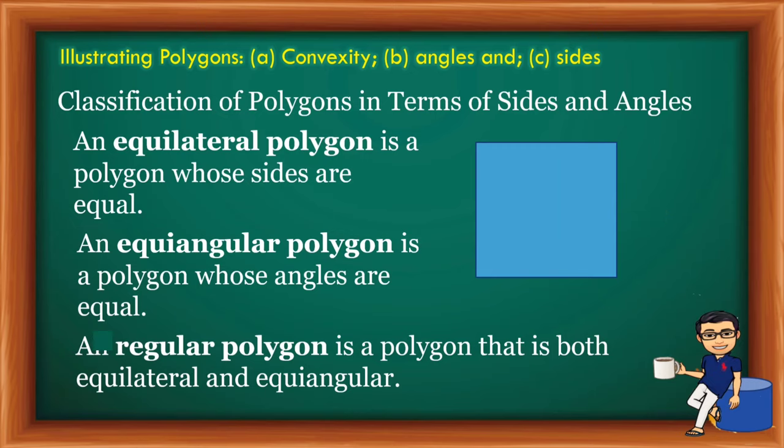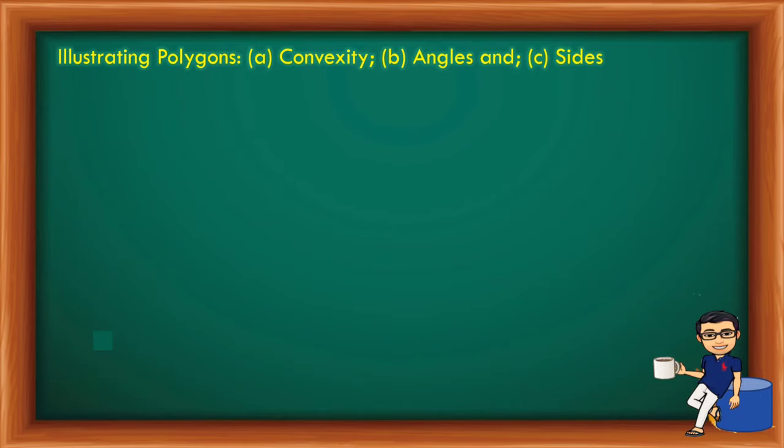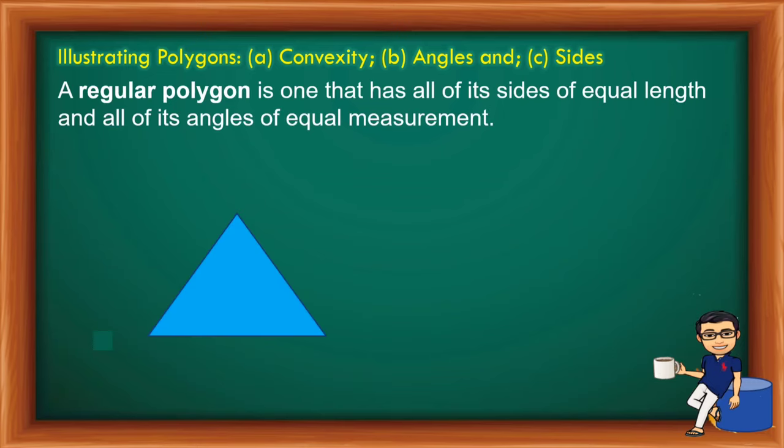So, this time, as we continue, mag-concentrate tayo sa regular polygon. So, kung may regular polygon, syempre, mayroon din tayong tinatawag na irregular polygon. But let's concentrate with a regular polygon. A regular polygon is one that has all of its sides of equal length and all of its angles of equal measurement. Katulad nung binanggit natin kanina, siya ay equilateral kasi equal length ang side at equiangular kasi parehas din ang sukat ng kanyang mga angles. So, kung congruent ang side at ang interior angle, so yun ang regular polygon.